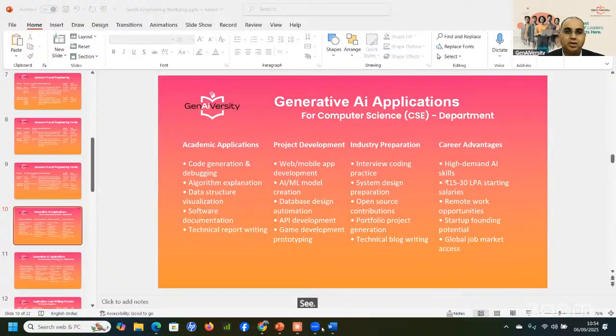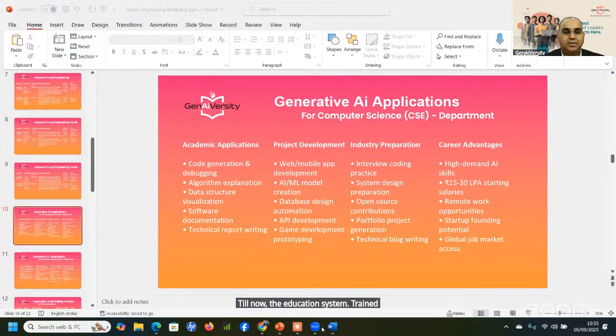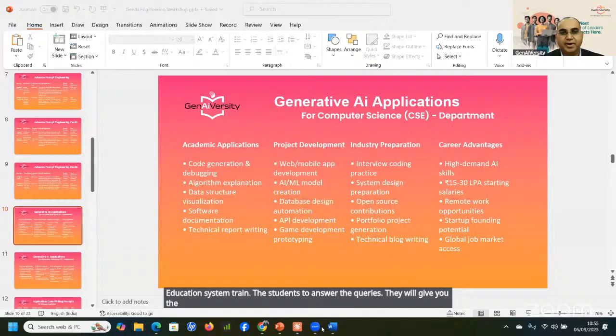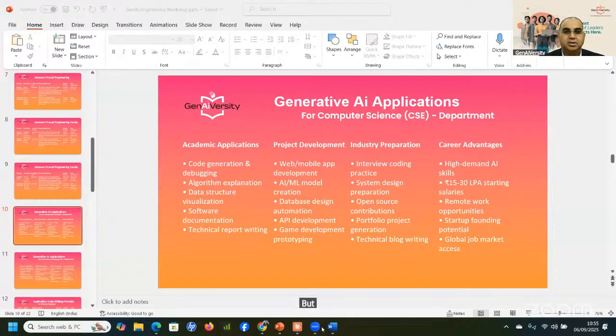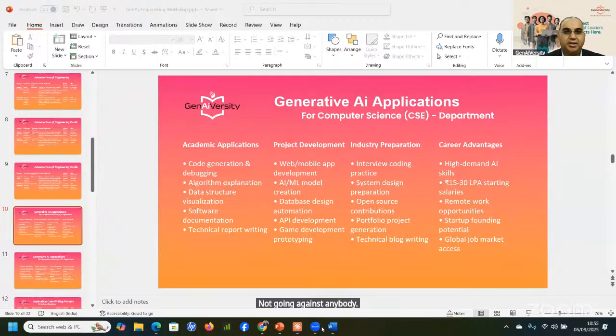See, in the AI world, there are no limits, no barriers for information. Information is available everywhere. Till now, the education system trained students to answer queries. They give the question, students need to answer it. But after GenAI times, the education system needs to redefine. I'm extremely sorry if there are professors here, I'm not going against anybody, but today students need to be trained on how to ask the questions. Answers are everywhere in the world. You should know what to ask. What is that you need to have?